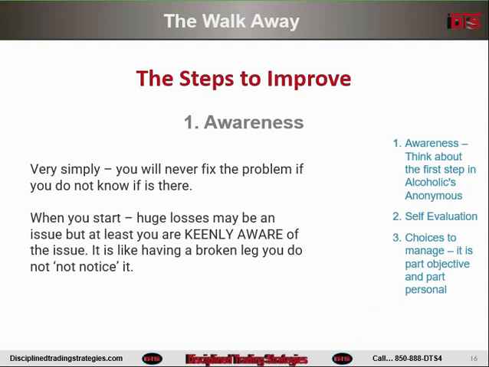Here's a big one I want you to really think about, and we'll talk about looking into this on the next couple of slides. When you start, a lot of people have the problem with big losses, right? They don't take stops, but that to me is not a big deal. That's a self-fixing problem because you're keenly aware of the issue. It's like having a broken leg, right? You don't not notice you have a broken leg. You're looking at it. You've got to do something about it.